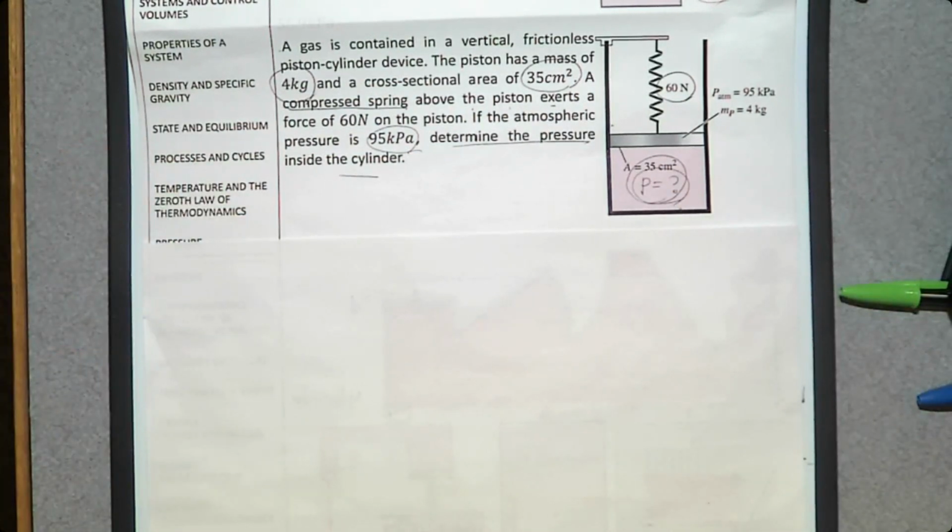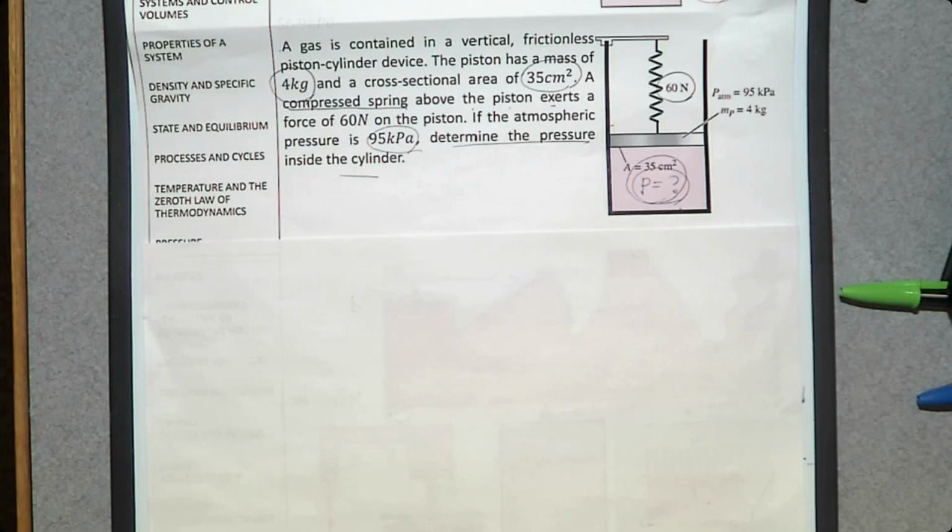What is the first assumption we need to make? Is the piston moving or not? If it is moving, can we solve it? No. If it is not moving, can you solve it? Yes. When the piston is not moving, what does it mean in terms of force? Net force is 0.